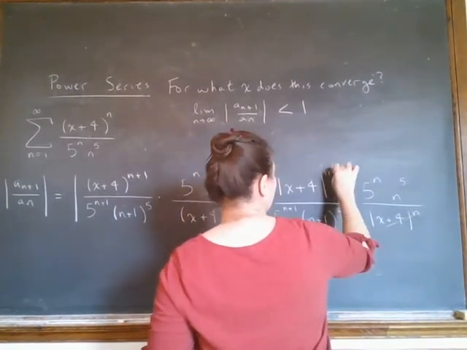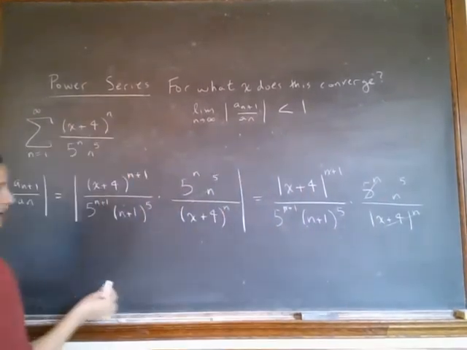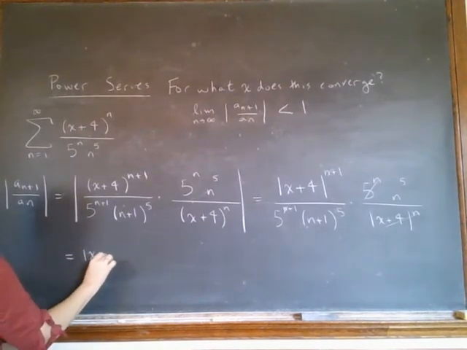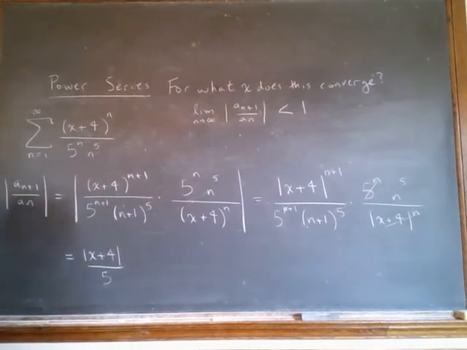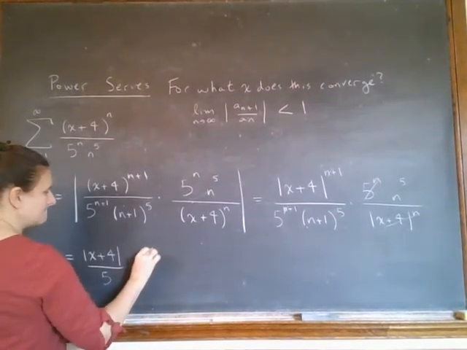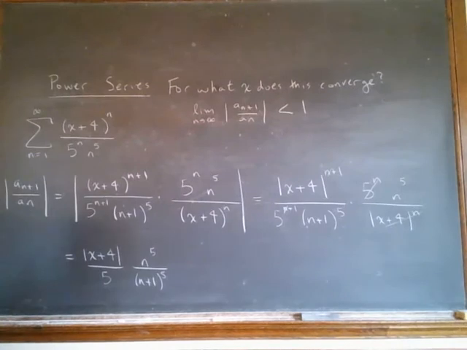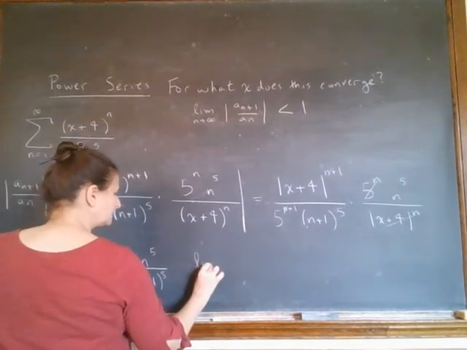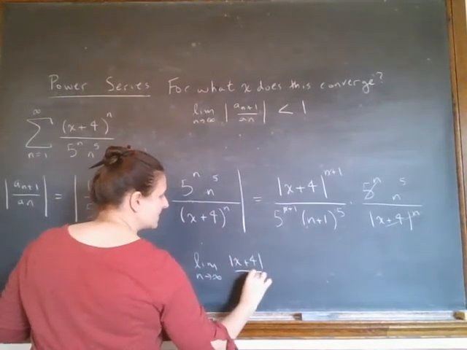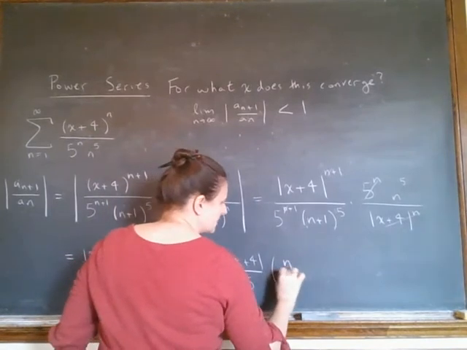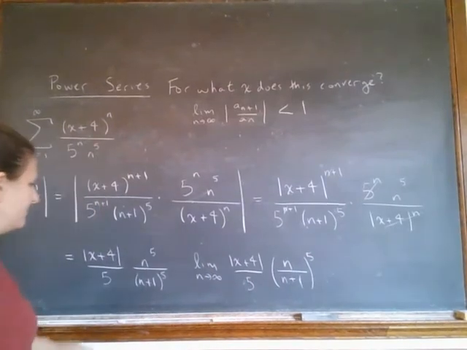So this kills that. This kills that. Now I'm going to rewrite it a little bit. I've got x plus 4 left. I've got a 5 down here. And then I've got n to the 5 over n plus 1 to the 5. Okay, so we'll take a limit of this. I should have written out x plus 4 over 5, but that's okay. I can put all these under the 5 if I want. It's a little bit easier than working out the n plus 1 to the 5.